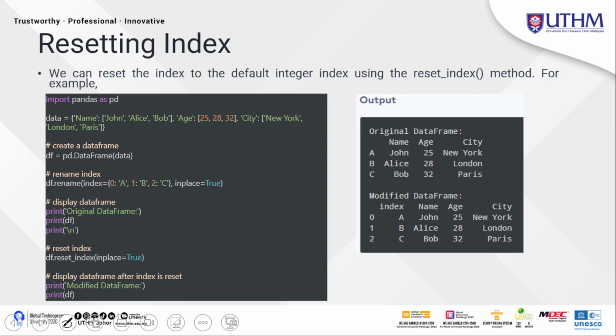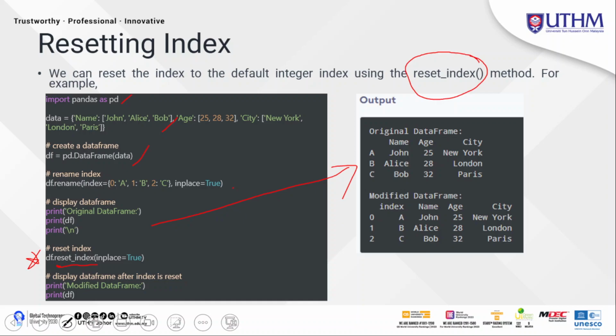Next, resetting the index. Resetting the index means going back to the default one. So reset the index to the default integer index using the reset_index method. For example, import data, create the data frame. Rename index: we first create the renamed one, so this is the renamed one, A, B, C. After that, you want to reset back to the original one. So you have to use a method called reset_index here.